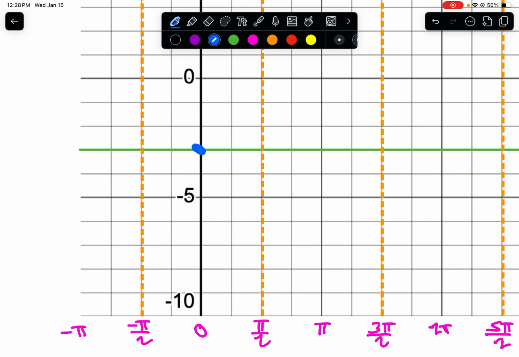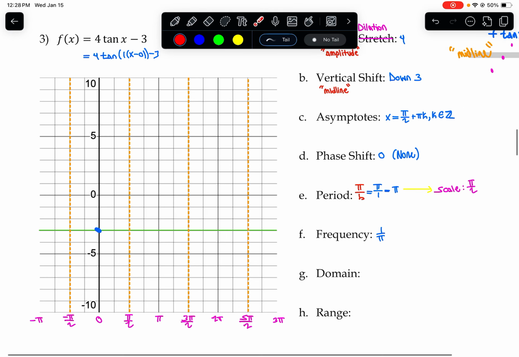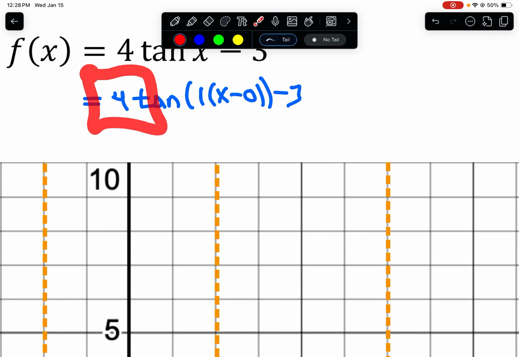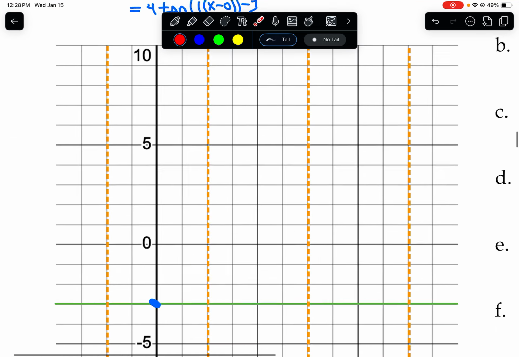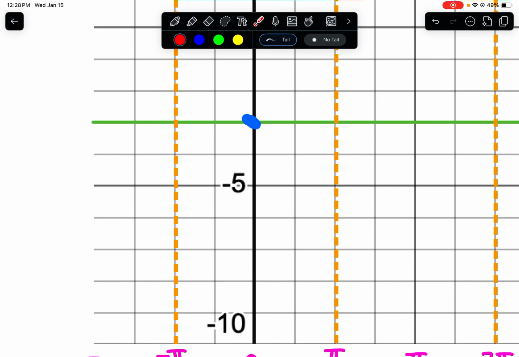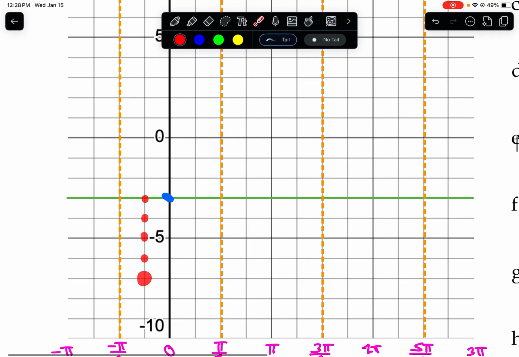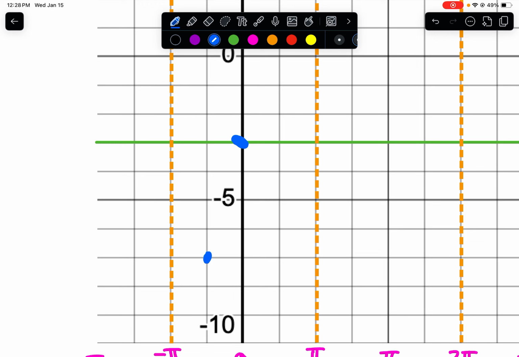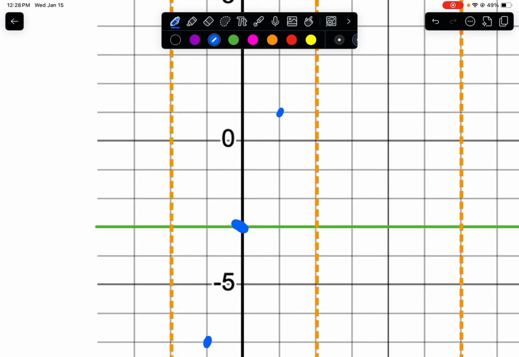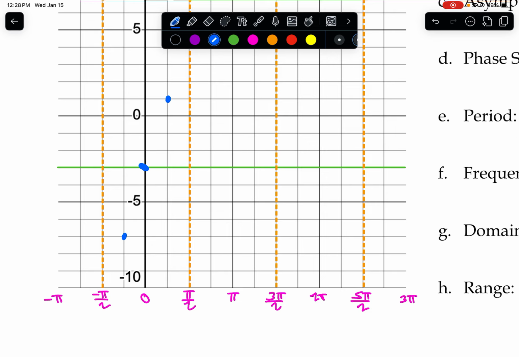Okay, and then now I'm going to use my vertical dilation. I'm going to treat it kind of like an amplitude. So now I'm going to go 4 below and 4 above from the middle. So because we're going to be going upwards like that, I want to do 4 below, put that point there, and then 4 above, 1, 2, 3, 4, and then put that point there. I'm going to double check all these. So then those are the 3 points that we need for tangent.